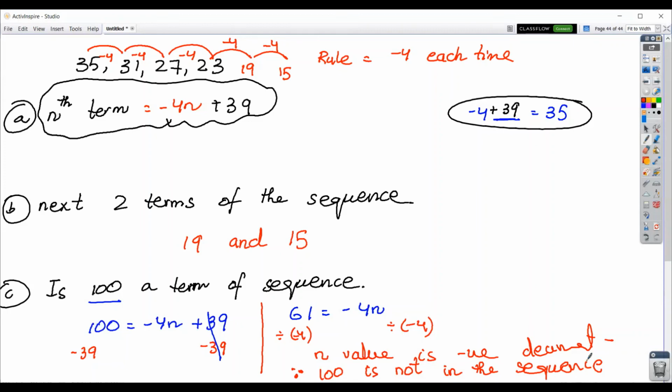This is the whole explanation of how to find the nth term of the sequence, how to get the next 2, 3, or 4 terms of the sequence, how to find the rule of the sequence, and how to check whether a number exists in the sequence or not. So I hope you have found this video useful in understanding the nth term of the linear sequence. And I hope you keep on watching the videos to have a good understanding and increase your maths knowledge.